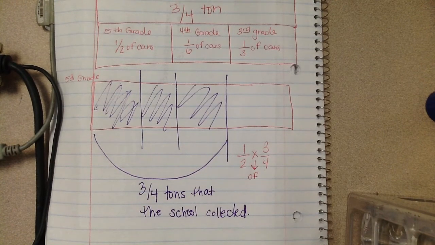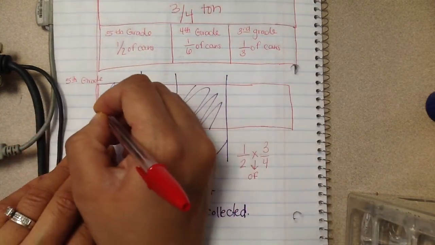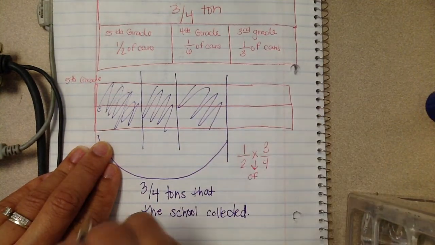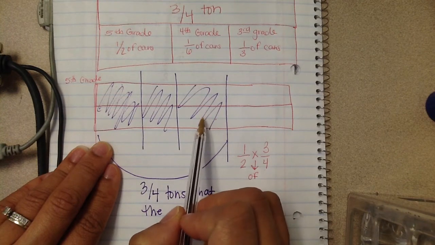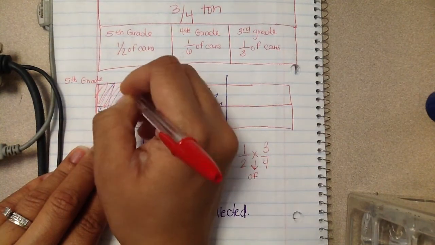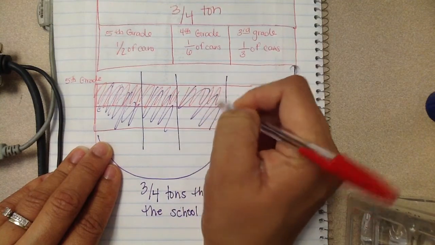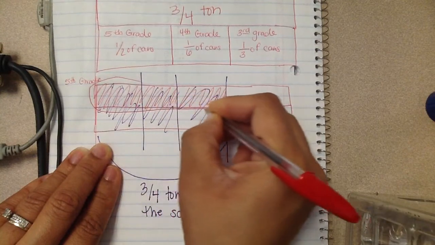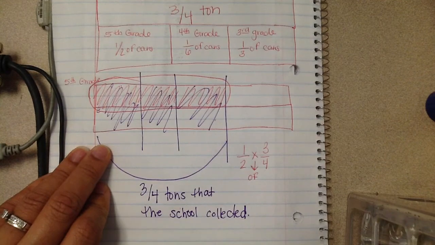Okay, so that means I'm going to take my whole fraction bar and split it in half. Okay, because 5th grade collected half of these 3/4. Okay, they collected half of 3/4. So I can't just shade in one piece here. I've got to shade in half of all 3/4. Okay, so that means this section right here is what 5th grade collected.